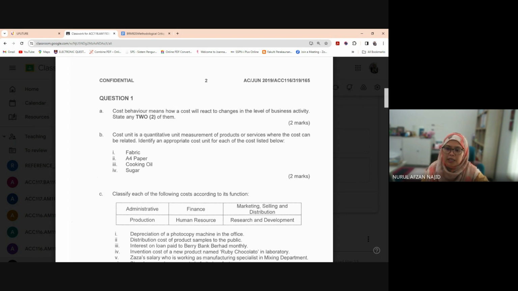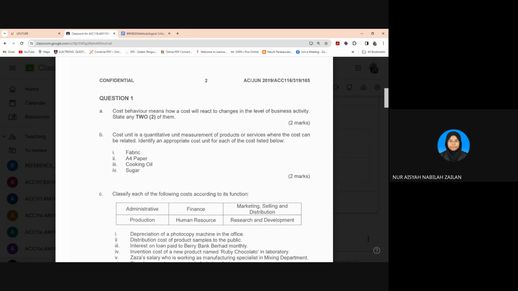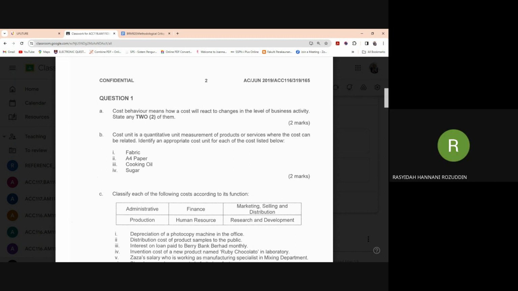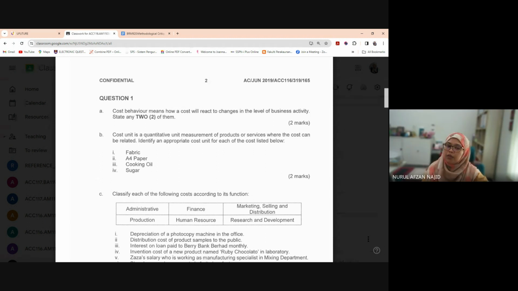Nur Aisyah Nabilah. ML dengan liter. Okay, good. Milliliter ataupun liter. Sugar, Rashidah Hanani. Kilogram or gram? Kilogram or gram. So, it's very simple and straightforward punya soalan.